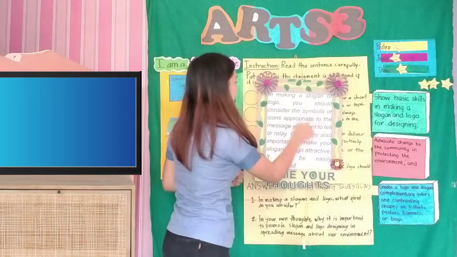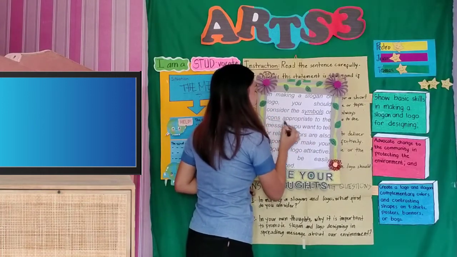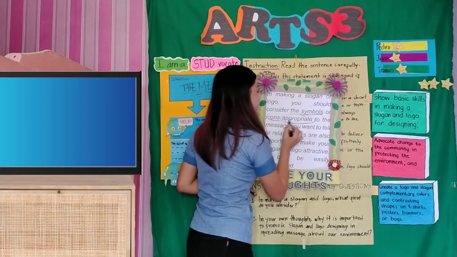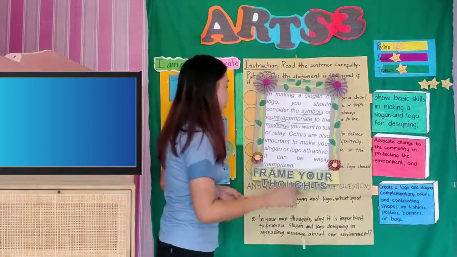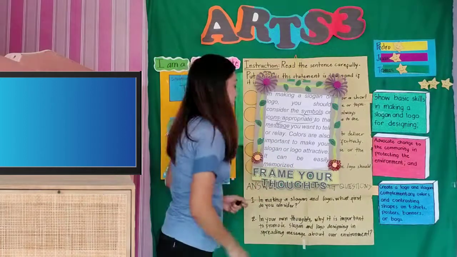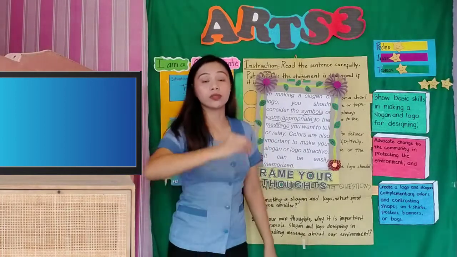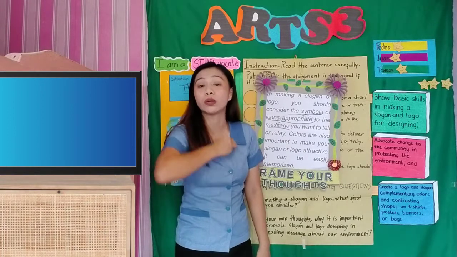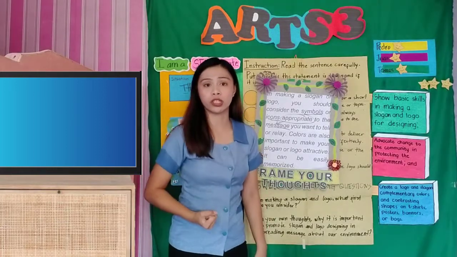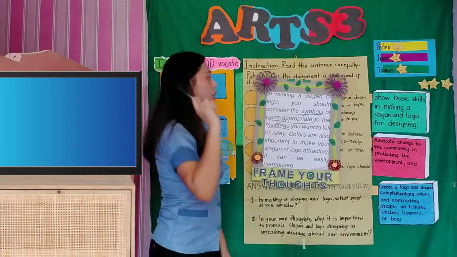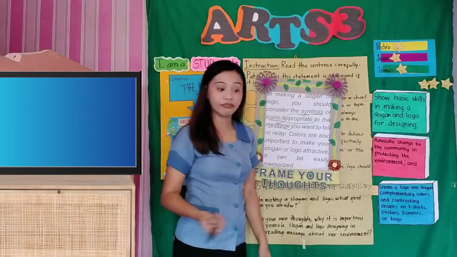In making a slogan or logo, you should consider the symbols or icons that are appropriate to the message you want to tell or relay. Colors are also important to make your slogan or logo attractive. It can be easily memorized or thought. As I said earlier, it will direct into the heart of the people. It will directly inspire, motivate the people to change, to keep promoting. That is how you create a logo and slogan. It is always appropriate to the message that we are conveying.